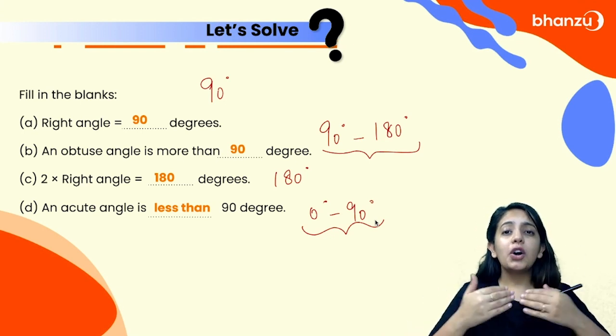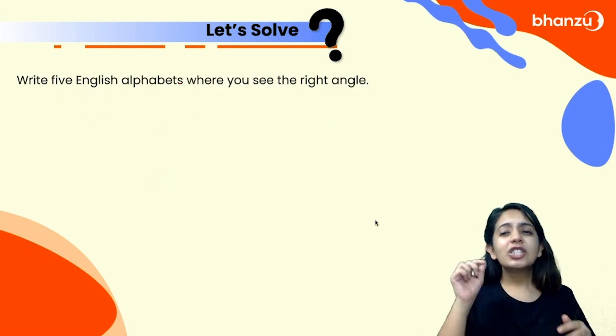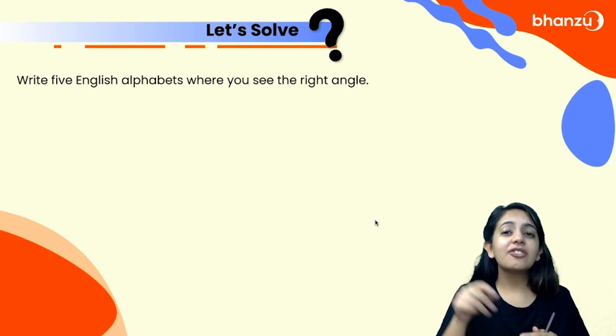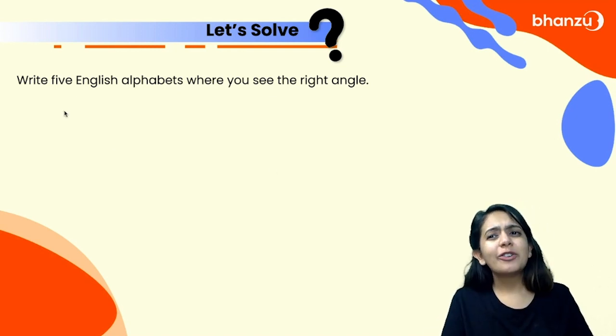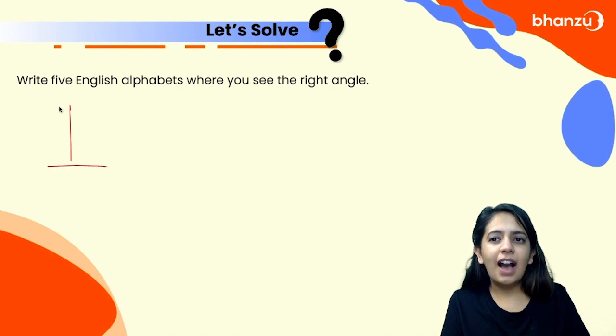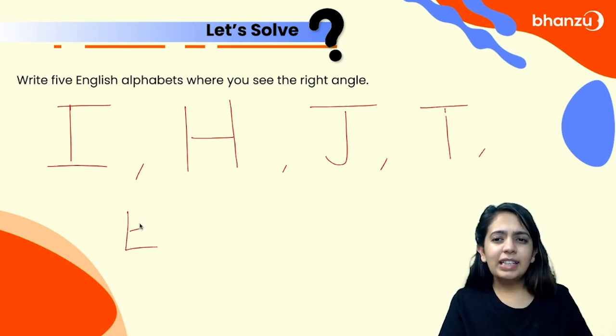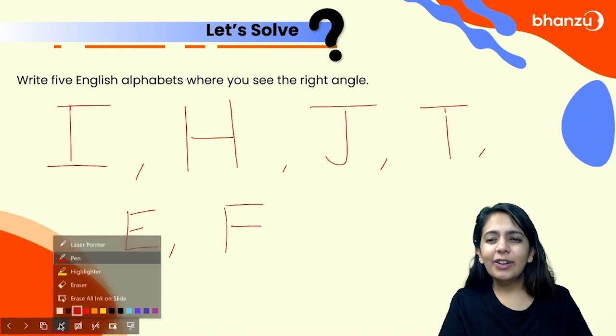Okay, now moving on to some more questions. Write 5 English alphabets where you see the right angle. So what are those alphabets which make a right angle in themselves? Let's see the alphabet I. Let's see the alphabet H. Let's have a look at the alphabet J. Let's look at the alphabet T. Let's look at the alphabet E. And how about F? And there are more.